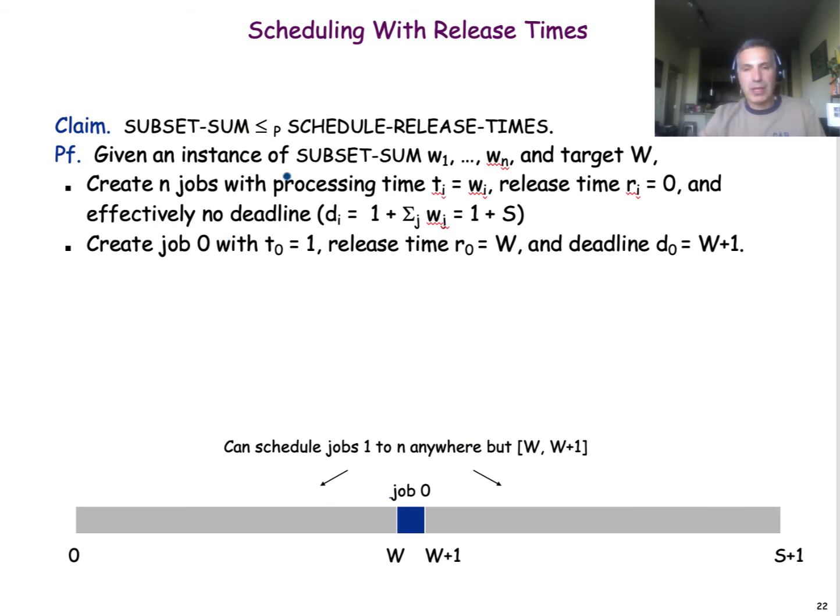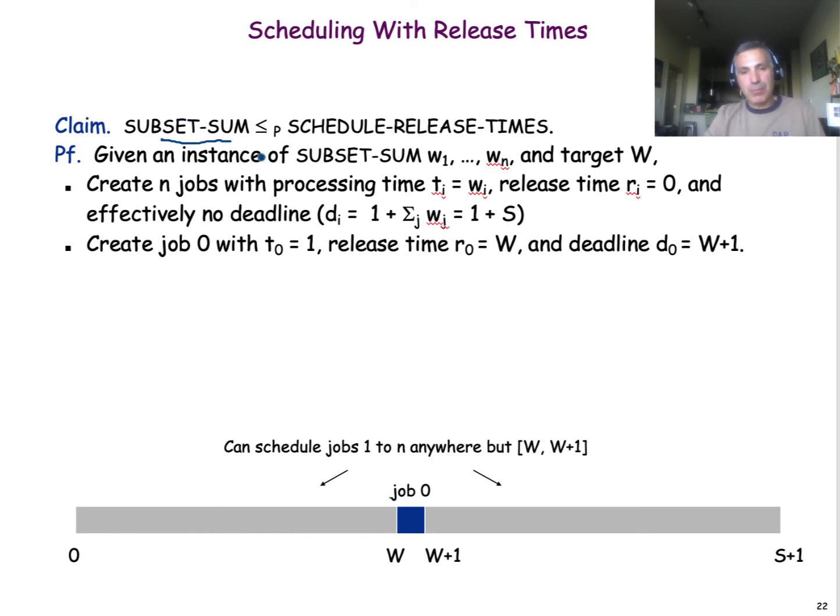Let's now prove that this scheduling problem is NP-complete. We will rely on the subset sum problem. First of all, the scheduling problem is clearly in the class NP, because if you give me a schedule, I can go through each job and check that it meets its deadline. I can do that in polynomial time.